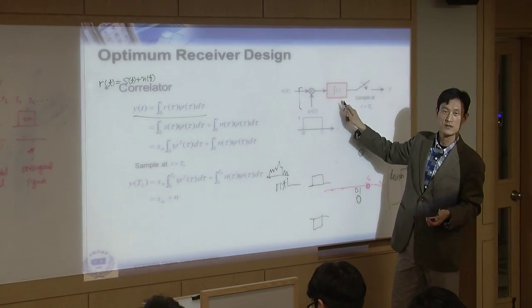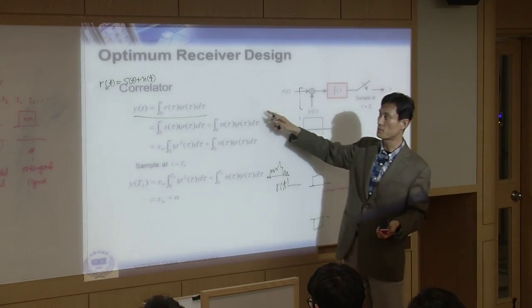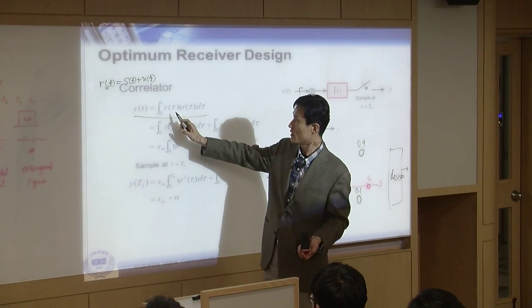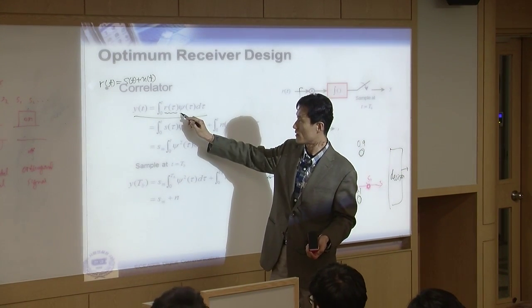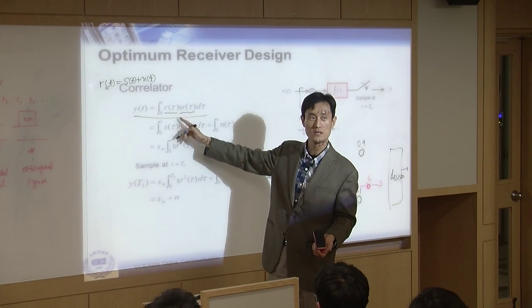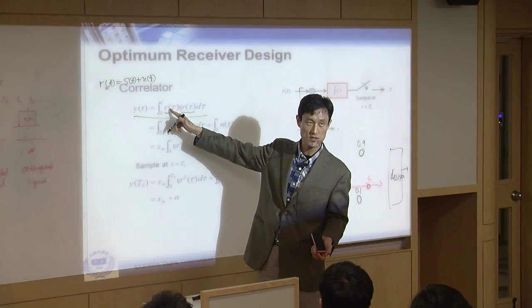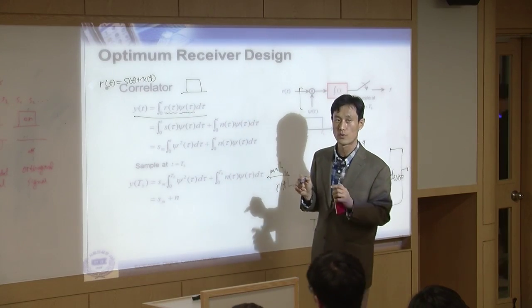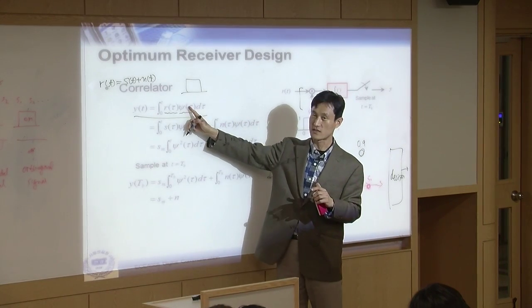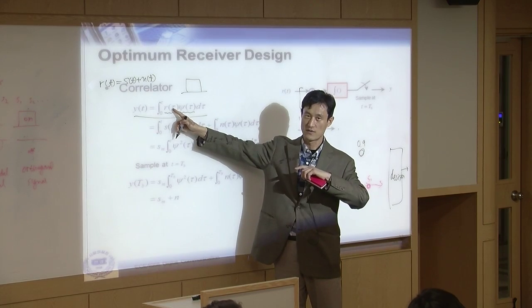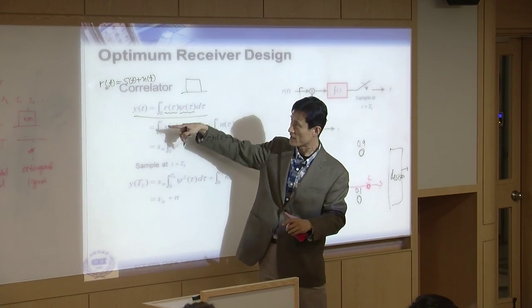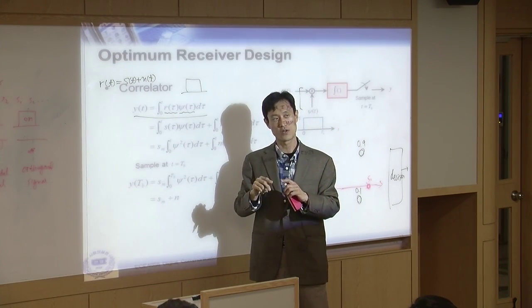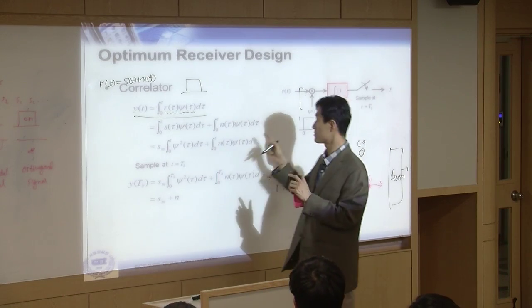This block is a correlator, and this is what we do. We have two inputs. This is the received signal, and this is the positive signal that we already know. This is what we receive. So we put them together and take an integration. This is how to calculate the correlation inside this block.